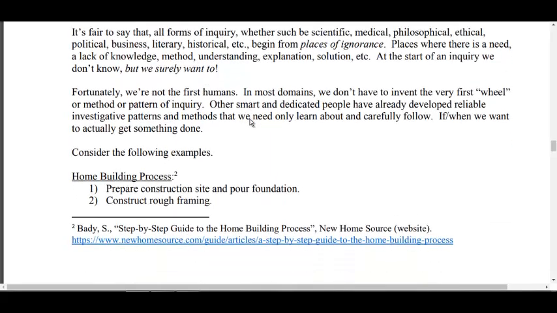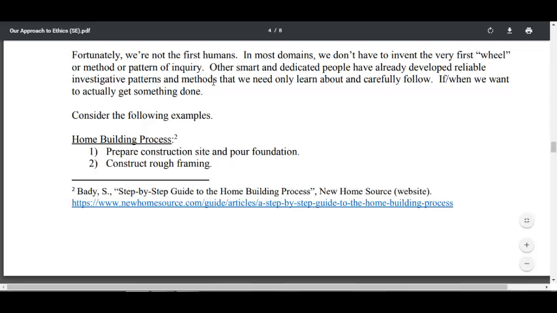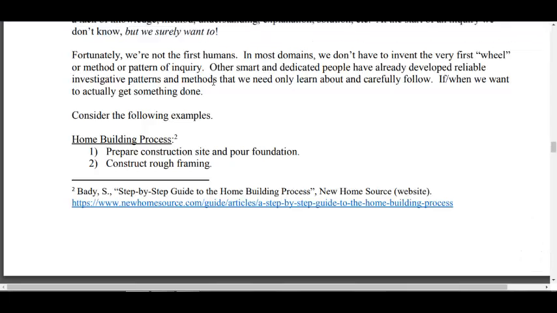And fortunately for us, we're not the first people. Humans before us have encountered the same thing: big problems, and a lack of knowledge about what to do about them. They did some thinking, some reasoning, some experimenting. They developed stepwise processes for us. An example would be the process of building a house.